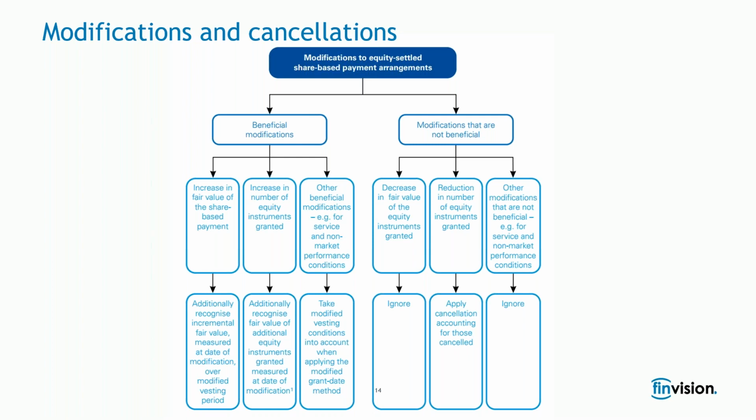So just by decreasing all your targets, you can't erase the costs you have already taken from the fair value of the plans. And obviously, non-beneficial modifications also include reductions in numbers. So that's basically just applying cancellation accounting, which is something we already covered in our last session.